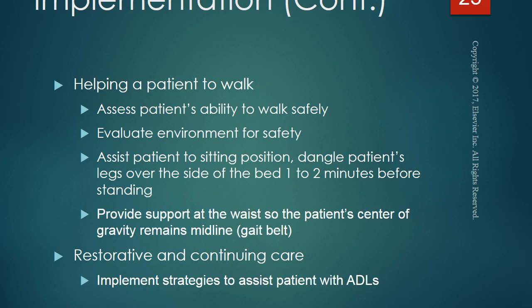Restorative and continuing care also involves implementing activity and exercise strategies to assist the patient with ADLs after acute care is no longer needed. Restorative and continuing care also includes activities and exercises that restore and promote optimal functioning in patients with specific chronic illnesses, for example, coronary heart disease, hypertension, COPD, and diabetes.